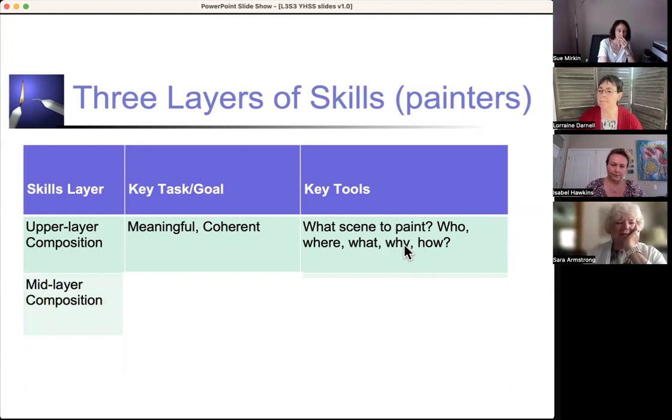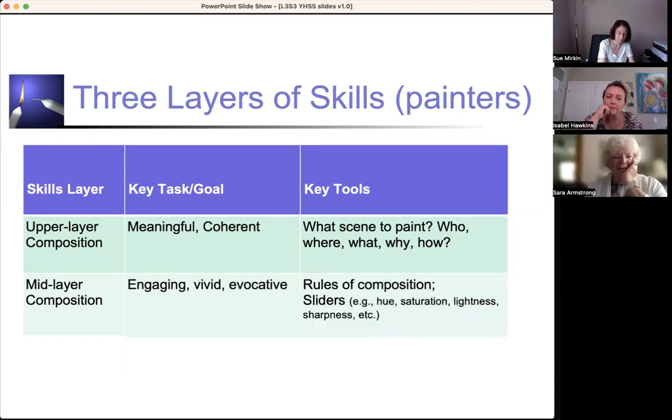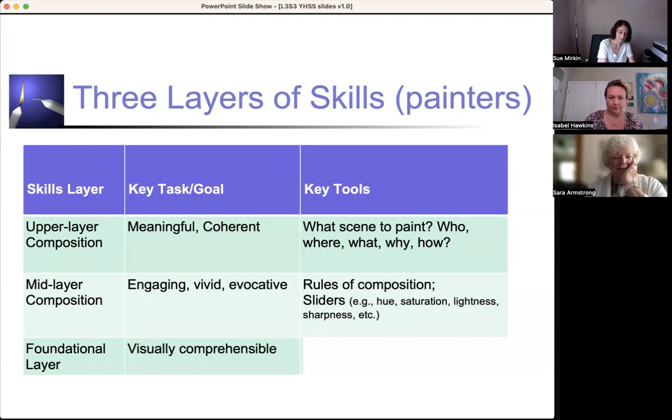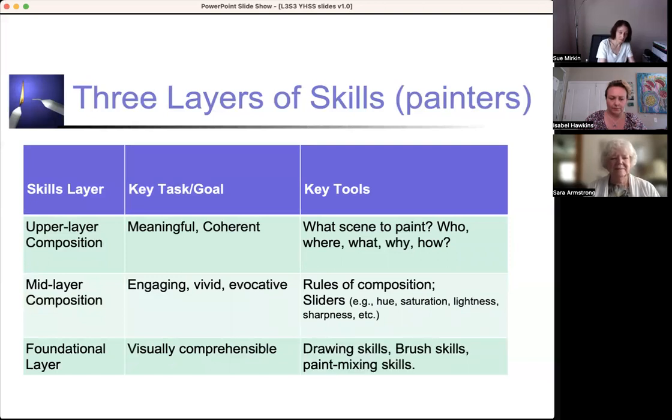The mid-layer composition skills, the key task or goal is to make the painting, in this case, engaging, vivid, and evocative. The key tools are the rules of composition, including the sliders: hue, saturation, lightness, sharpness, and all that stuff. The foundation layer skills, the key task or goal is to make the picture visually comprehensible. And the key tools there are the drawing skills, the brush skills, the paint mixing skills, the basics of painting something, the very basics. So they work together.